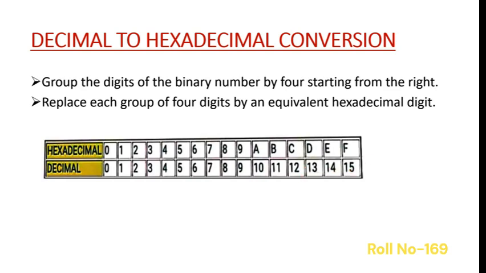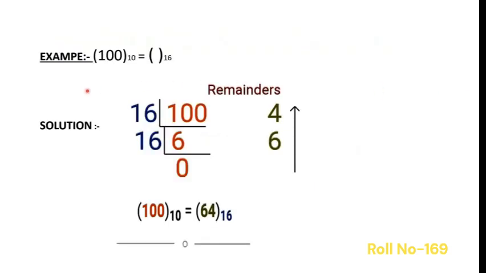We will see one example of how to convert decimal to hexadecimal. From this example, 100 to the base 10 is equal to what in base 16, hexadecimal. Divide the number by 16 repeatedly until the quotient becomes 0.